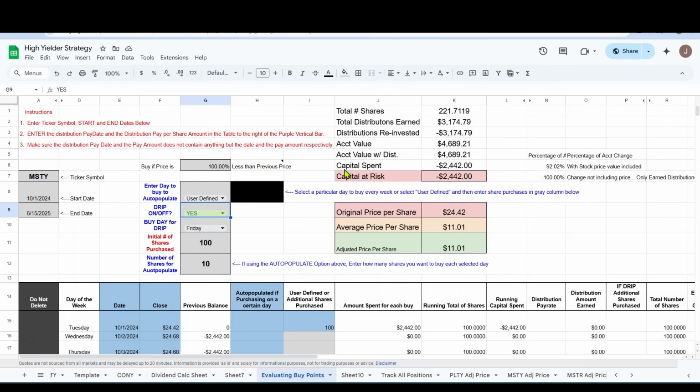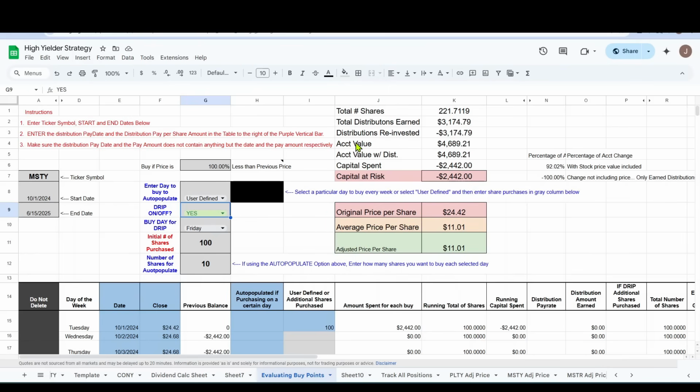The capital spent, well, that's the amount that you originally spent, and that's that $2,400, just like before. But the difference here, of course, being that capital at risk, is still the $2,400. Now, if you were to sell out of MSTY, right, and just go ahead and pull it out, then you would have gained the difference between your account value here of $4,600 minus your capital that you spent of $2,400, and that difference would be what you actually earned, right? But in order to do that, you would have to sell.